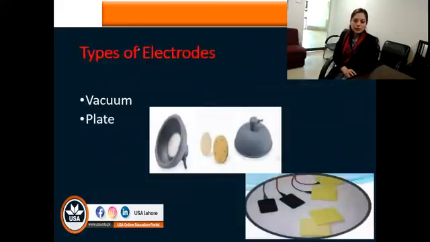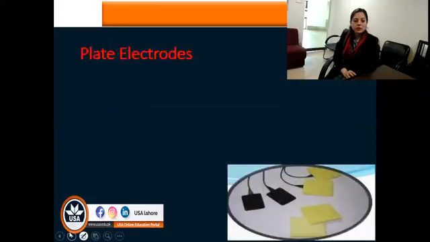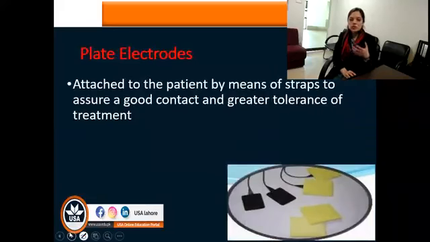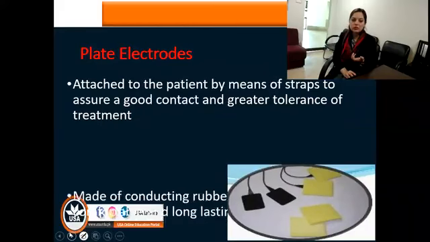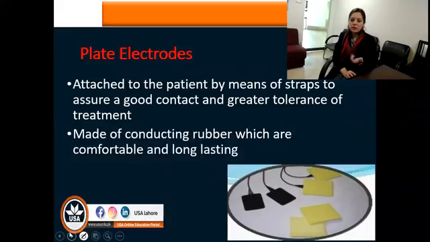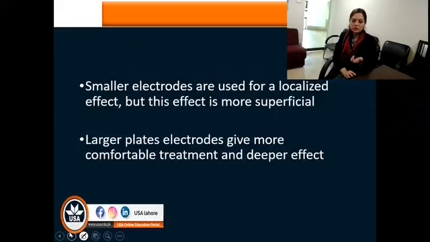These are the types of electrodes you can see in the picture: vacuum electrodes, these ones are vacuum, and the others are plate electrodes. Plate electrodes are attached to the patient by means of straps to ensure good contact and greater tolerance of the treatment. They are made of conductive rubber, which is comfortable and long lasting. Smaller electrodes are used for localized effects, but they are more superficial, and larger plate electrodes give a more comfortable and deeper effect.